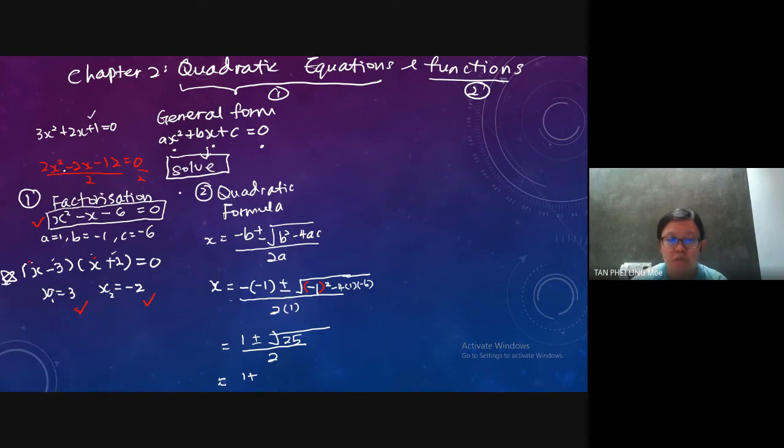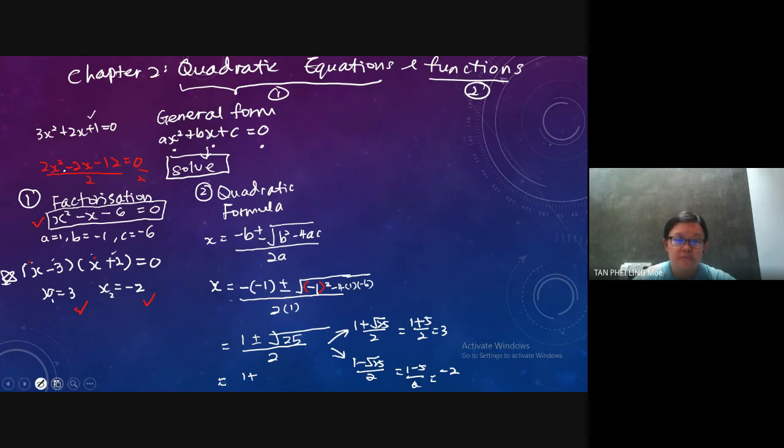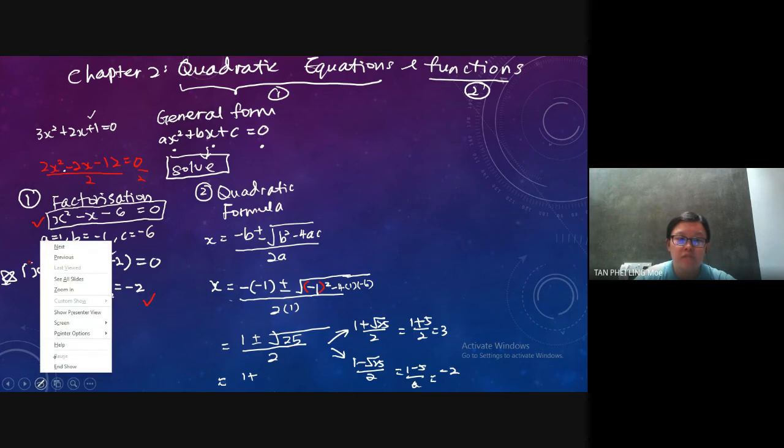Continue here. So I will actually get two answers. One is 1 plus square root 25 over 2. Another one is 1 minus square root 25 over 2. So this one, you will see that it is 1 plus 5 over 2, which gives you 3. This is 1 minus 5 over 2, which gives you -3, so -4 divided by 2, you get -2. Isn't that you're getting the same answer? So you will see that whatever method that you use, you are coming back to the same answer.